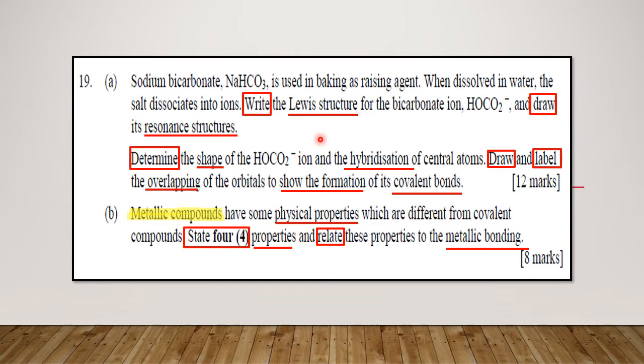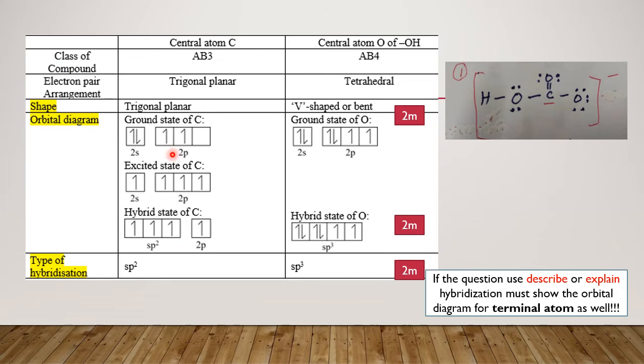Okay, now we go for the second part. Determine the shape, hybridization, draw and label. In this case, I encourage you all to answer in table form because there are 2 central atoms. One is carbon and the other is the oxygen of OH. So the class of compound is AB3, this one is AB4. So AB3 trigonal planar, AB4 tetrahedral. Even though for these 2 no mark is given, I encourage you all because you are used to it already, just take it. Because for question 1 the shape, you show this is trigonal planar. And this one is V shape because we have 2 lone pairs.